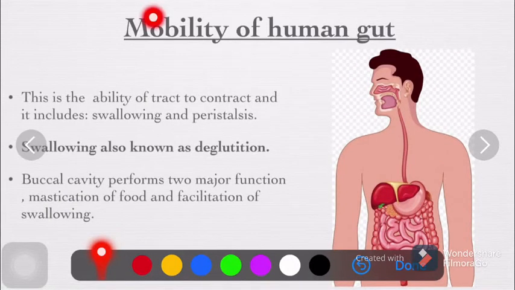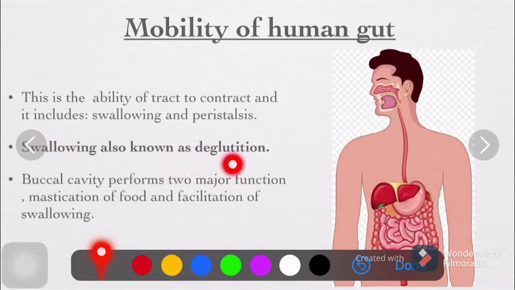Mobility of the human gut. This is the ability of the tract to contract, and it includes swallowing and peristalsis. Whenever we talk about mobility of the human gut, how does the alimentary canal behave whenever we take in food? It is studied under two phases: swallowing of food and peristalsis. Swallowing is simply when we take in the food. And peristalsis refers to the contraction and relaxation of the alimentary canal musculature so that it can push forward the food which we had swallowed.